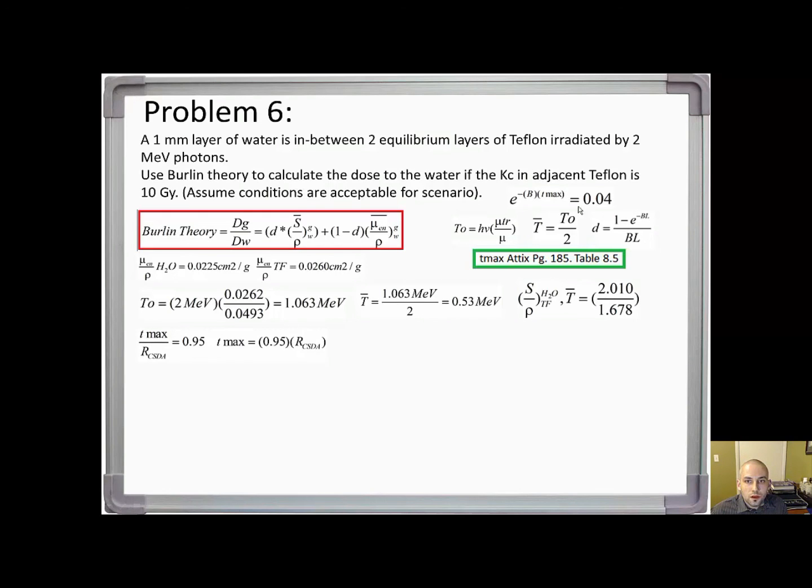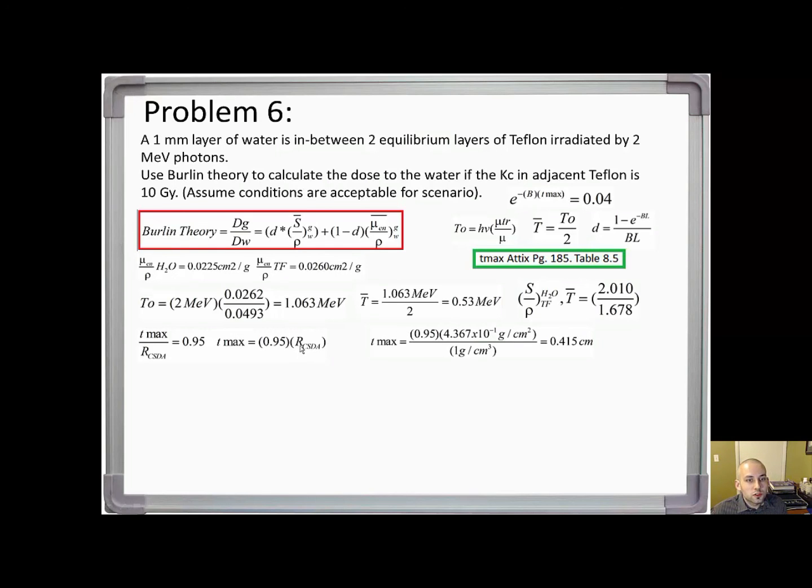Now, what we have to find now is this B quantity, right? Because we're going to use it to calculate D. And to do that, we need to find what Tmax is, and we need to sub it in. Now, within ADDX page 185, table 8.5, there's a table for finding Tmax. And this is what it shows. Tmax over RCSDA range equals 0.95. I rearrange.